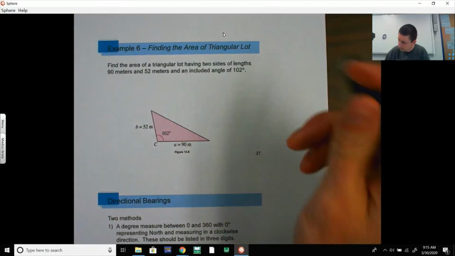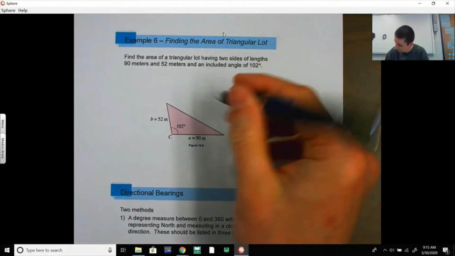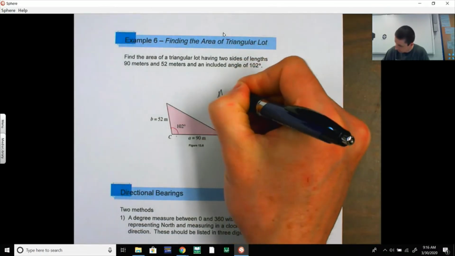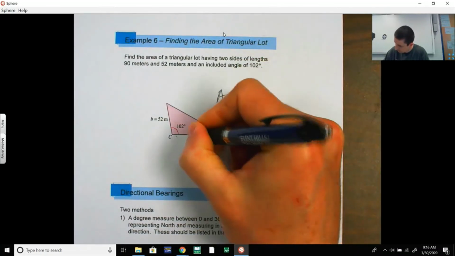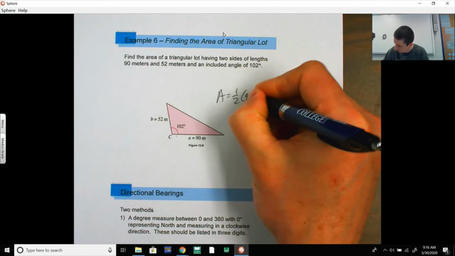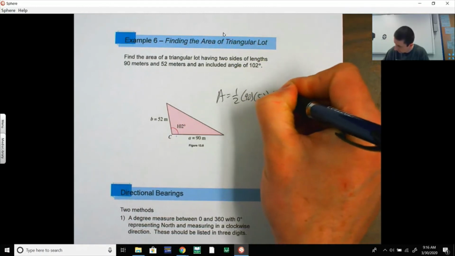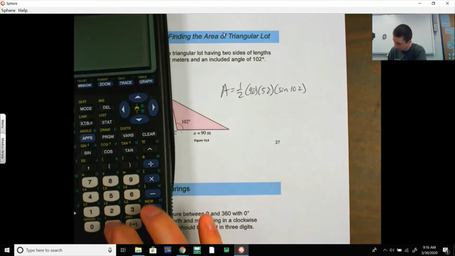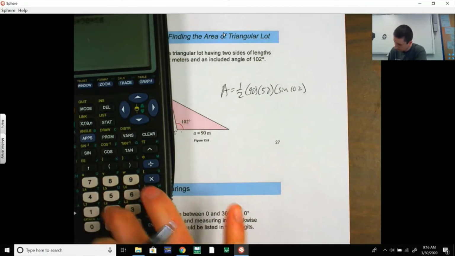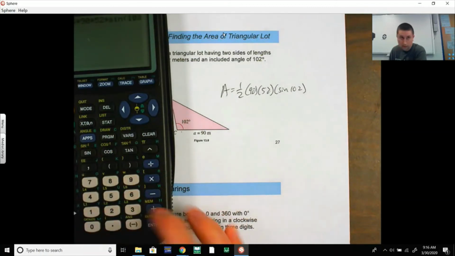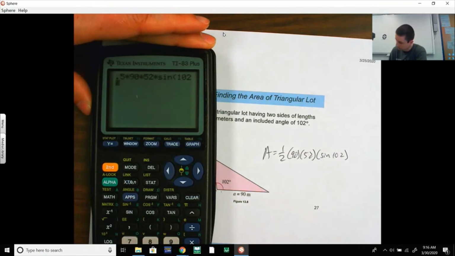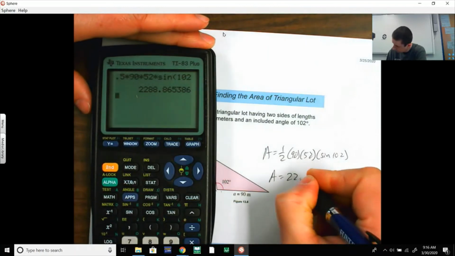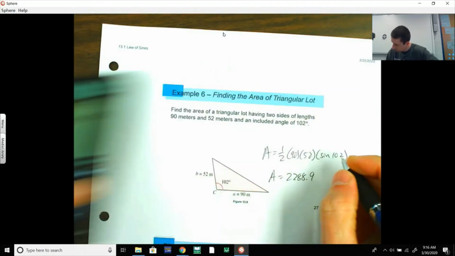Okay, find the area of a triangular lot having two side lengths and that angle. So area is 1/2 AB sine C. So 90 times 52 times the sine of 102. Plug and chug: 0.5 times 90 times 52 times the sine of 102. So area is 2288.9 square meters. There's your area.